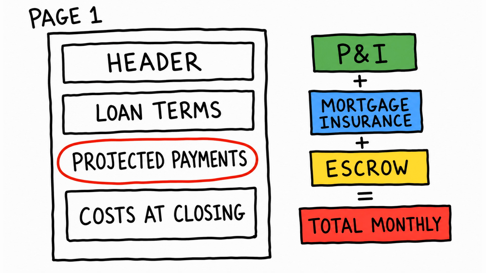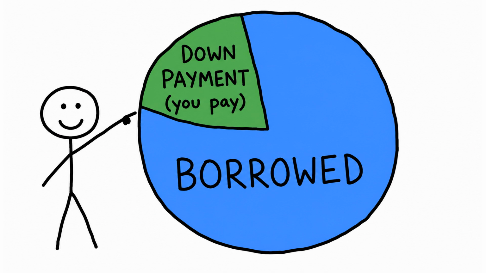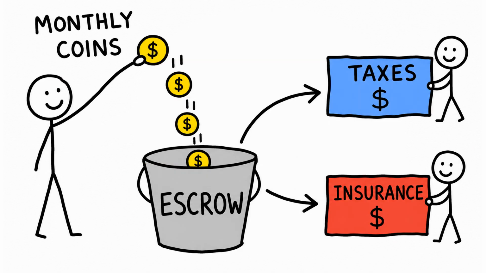Next is projected payments. This builds your estimated total monthly payment from a few pieces. Your principal and interest, plus mortgage insurance if you have it, which protects the lender if your down payment is small. Your down payment is the chunk of the price you pay yourself up front out of pocket. Then plus estimated escrow. Escrow just means the lender collects a slice of your property taxes and homeowner's insurance every month and pays those bills for you.